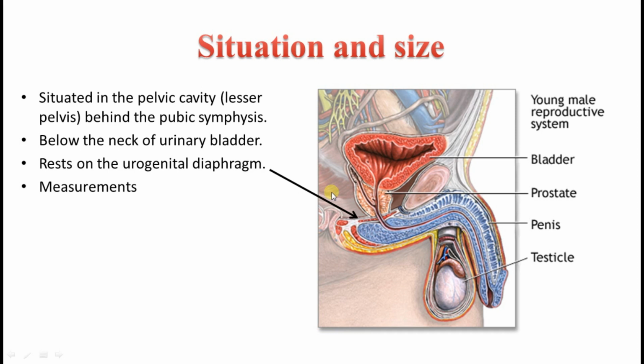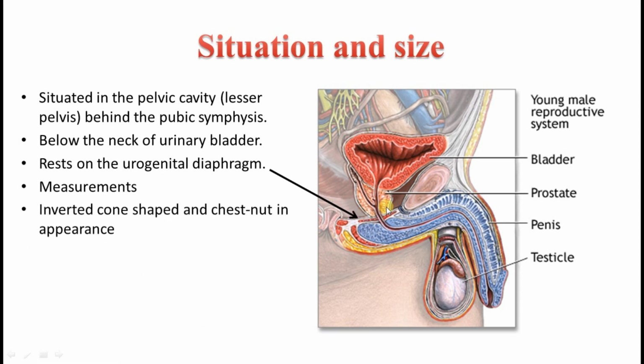Ampulla of rectum is the lower dilated part of the rectum. So anywhere you come across the term ampulla, it means it is dilated. Ampulla of vas deferens. You have ampulla of the fallopian tube.